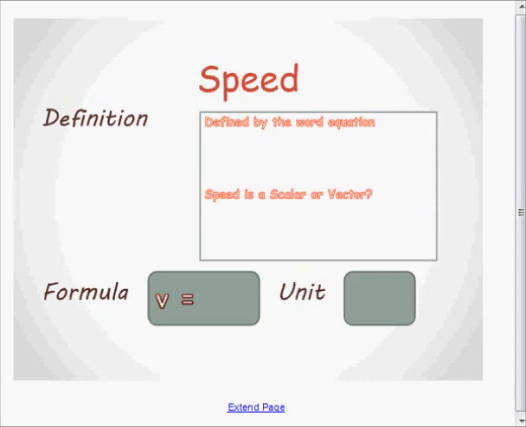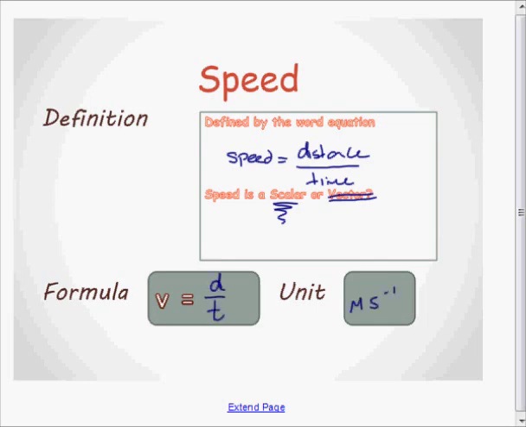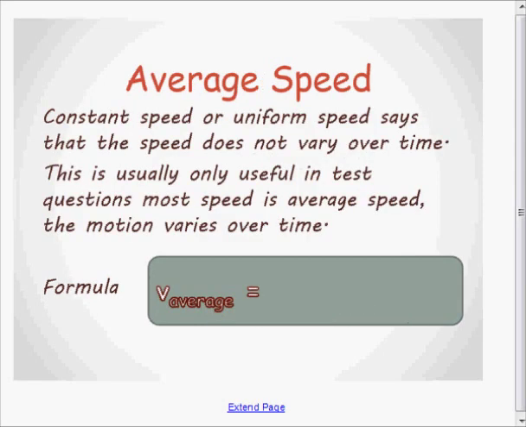Now speed is related to distance, okay, so we're going to define it by the word equation. Speed equals distance over time, okay. It is a scalar, it's not a vector. Putting it into the equation, v equals d over t. Unit, m s to the -1. So we've done that one before. The next one, which we're going to look at here, is average speed, which you would have seen before. Just remember it's total distance over total time.